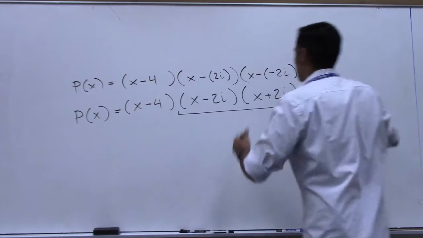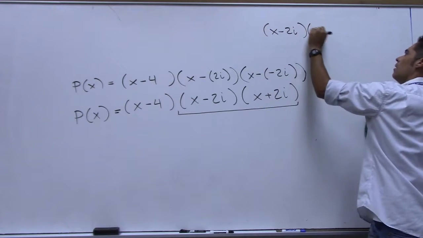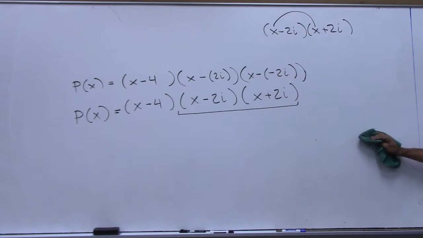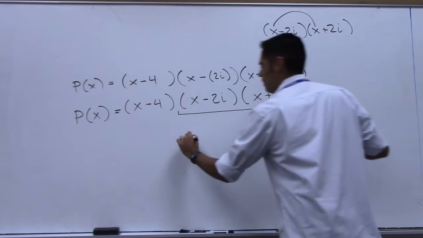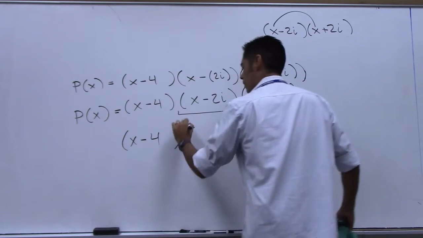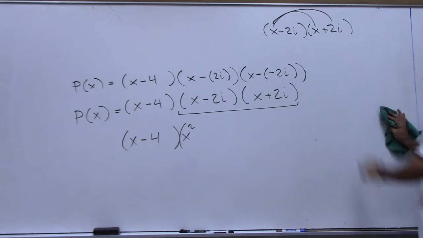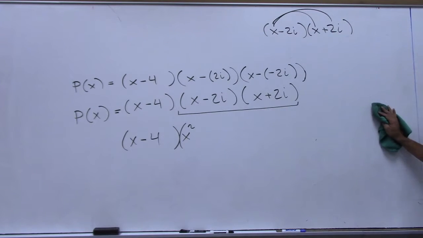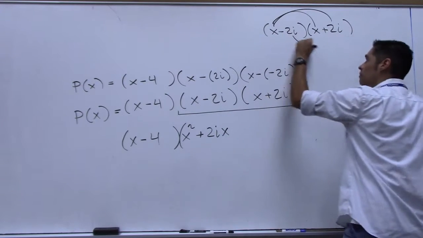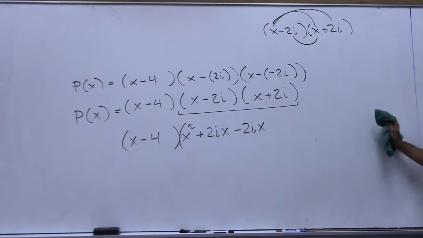Can you do this? What do you get here? Here to here? X squared, I'm going to put that here. Out in front of this, I still have the x minus 4. Okay, and then right here to here, plus 2ix. And then the middle one, minus 2ix. And those will cancel each other out.